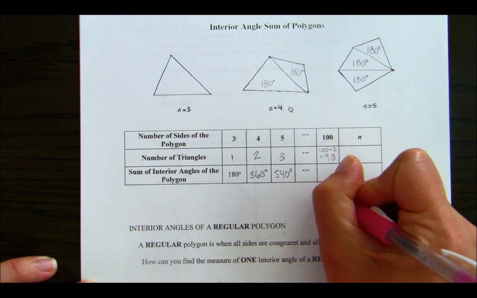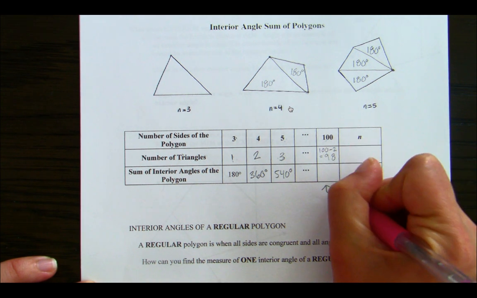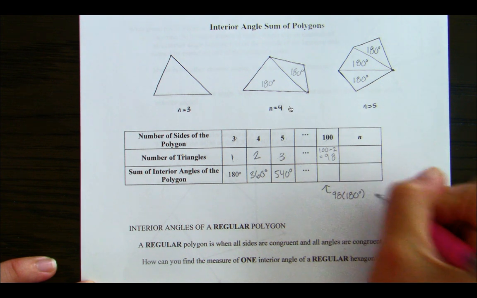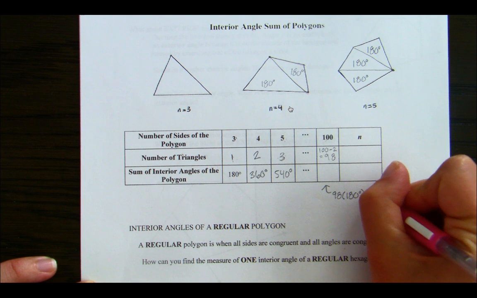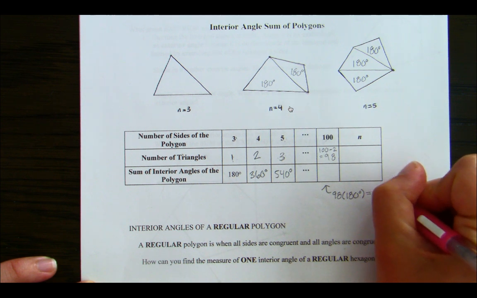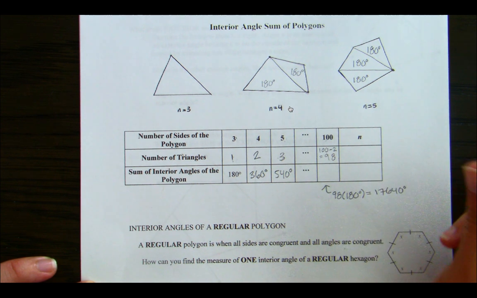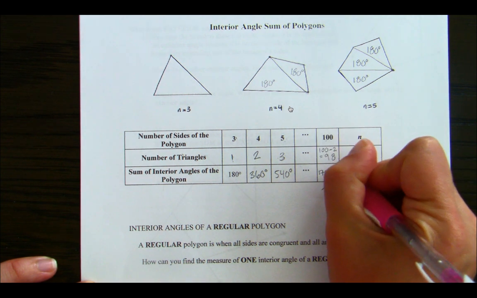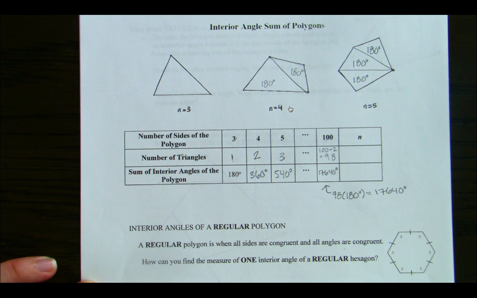To find out how many degrees, I have 98 triangles and they each are 180 degrees. So that should get me 17,640 degrees, which is insane. 17,640 degrees inside a 100-sided figure. So hopefully we're starting to see a pattern.